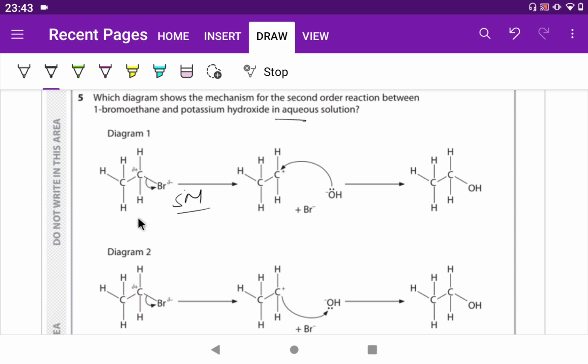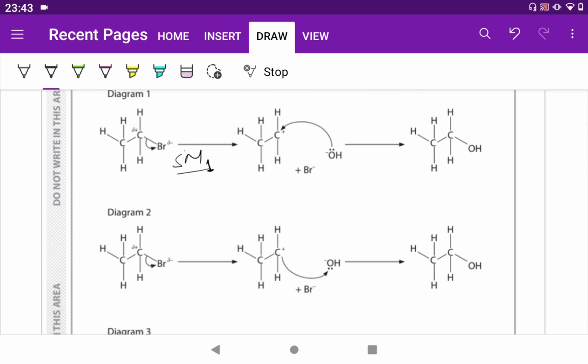In diagram 1, bromine is removed. Bromine is leaving, and then OH minus is attacking on it. So it's a two-step reaction. It is SN1, because a second order reaction is a single step reaction, and this is a two-step reaction.